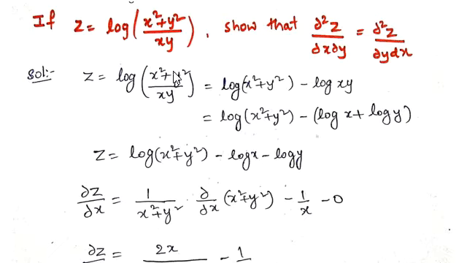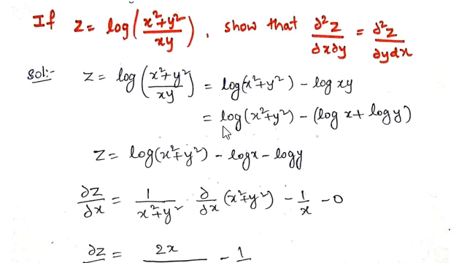So this is in the form of log a by b. You can write log a minus log b. And once again, if you see the second one, it is log ab. You can write that as log a plus log b, from the formula log a plus log b is log ab. We can write from that formula. So finally, you can write z as log of (x square plus y square) minus log x minus log y.